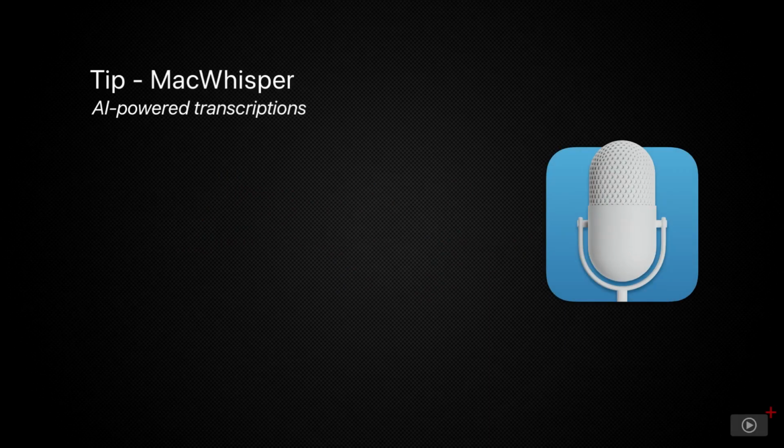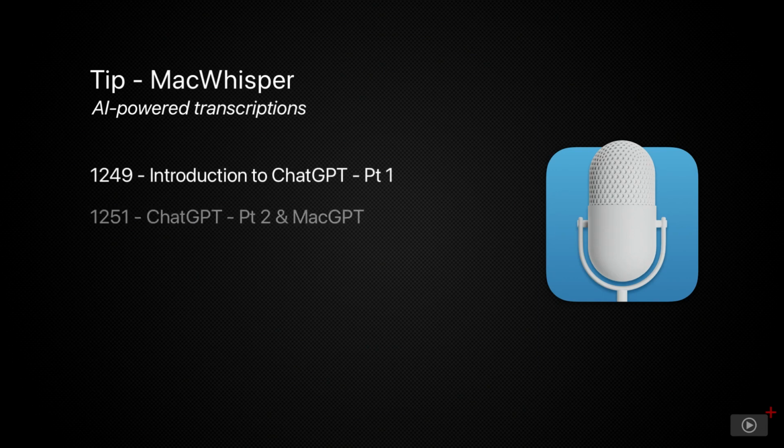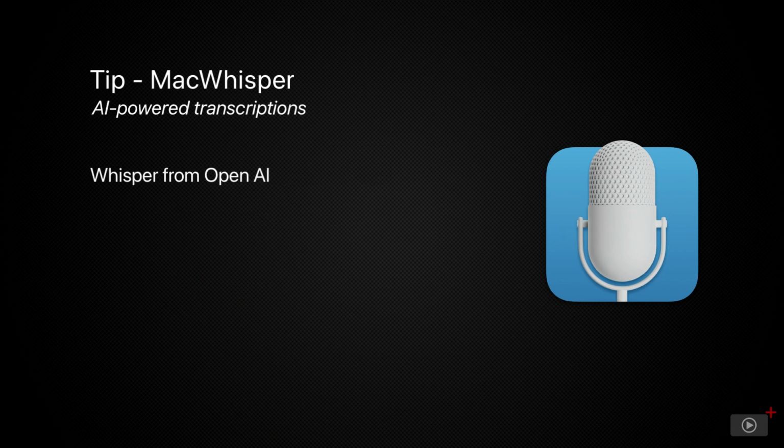Following on from my recent tutorials about ChatGPT, I wanted to share with you another service from OpenAI, and that's Whisper. Whisper is an automatic speech recognition system trained on over 680,000 hours of multilingual and multitask supervised data collected from the web. Basically, it allows you to automatically transcribe multiple languages of spoken audio to the written word.